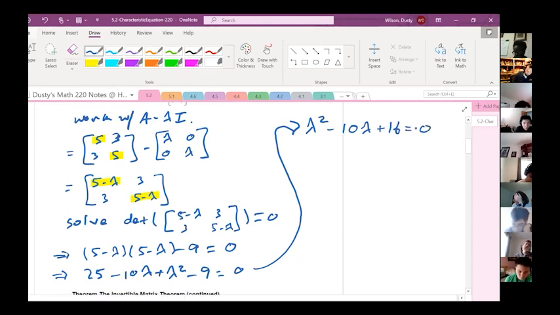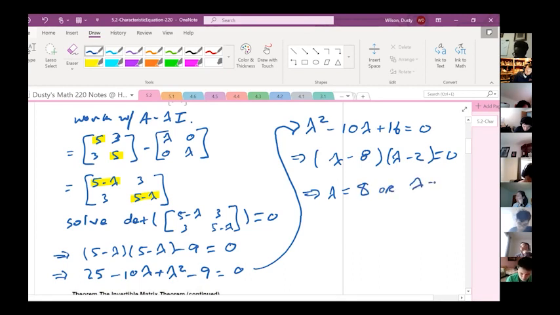Okay. How does this factor? Minus 8 and minus 2. So this tells us that lambda is equal to 8 or lambda is equal to 2. Notice that our matrix A that we started with was a 2x2 matrix. We just found two distinct eigenvalues. So there must be 2 linearly independent eigenvectors that we could find if we were so inclined.